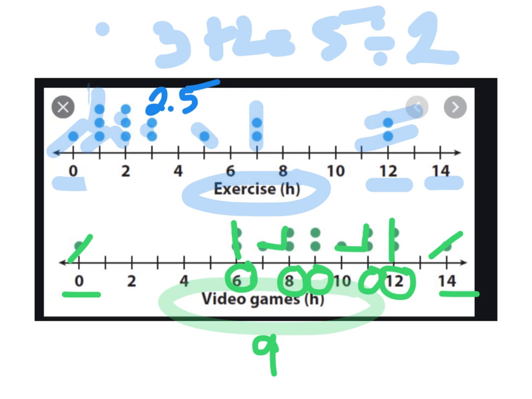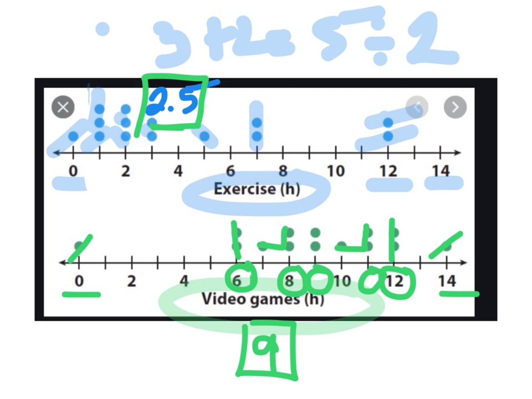Well, when we look, exercise is 12 to 20. And then video games is 12 to 14. So there's a higher range for video games. When they compare these dot plots, they may also ask you a question or make a statement as true or false. The median for exercise is greater than the median for video games. Well, median, that was this number right here. Is this number greater than this number?